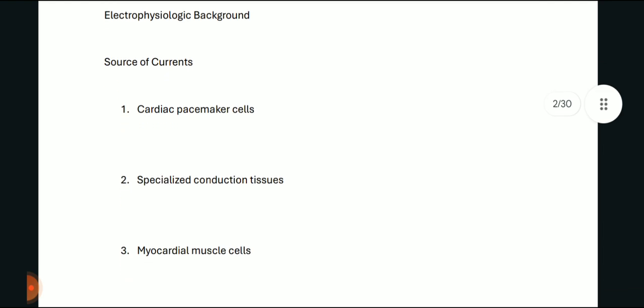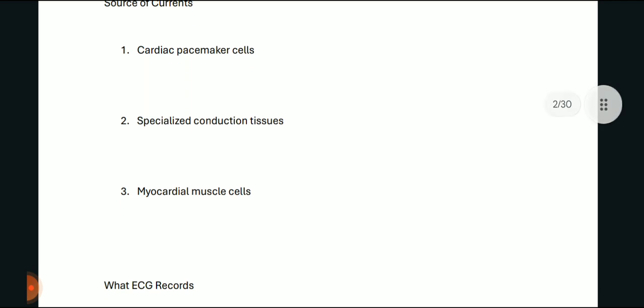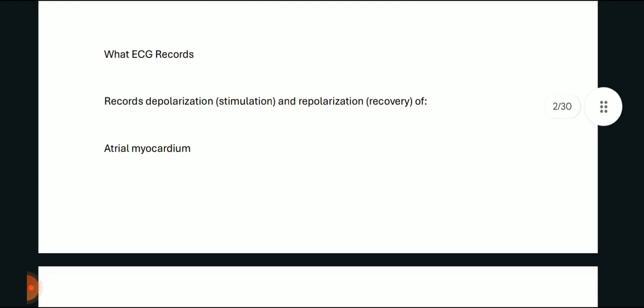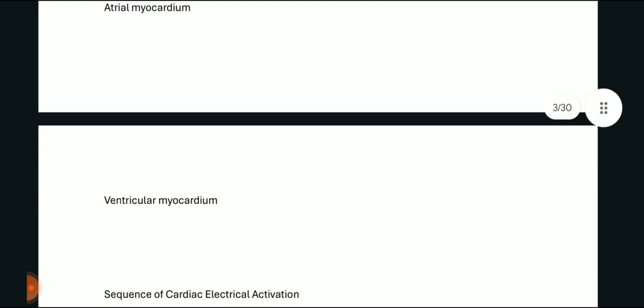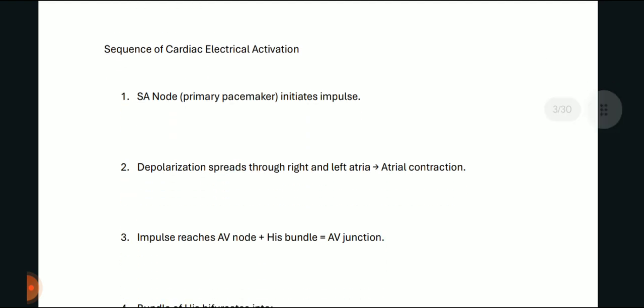Electrophysiologic background: there are some sources of currents. What are the sources of current in the body? They are cardiac pacemaker cells, the SA node, AV node, and specialized conduction tissues, and myocardial muscle cells. All these are the sources of currents. What does ECG record? It records the depolarization, or stimulation, and repolarization, or recovery, of atrial myocardium and ventricular myocardium.